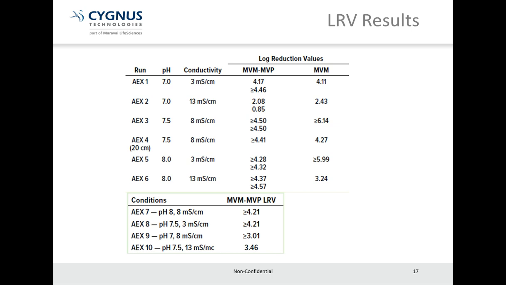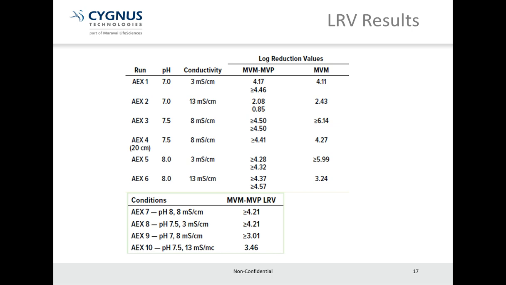So let's turn our attention to the first 2 runs. They're a good way to highlight the data. The first run was conducted at a pH of 7, conductivity of 3, and what we see is a nice effective clearance of MVP, 4.17, second run 4.46, and when we performed this at TechCell with MVM, we likewise saw robust clearance at 4.11. So this indicates, although your pH is low, which is typically not desirable, as long as you keep the conductivity at a minimum, you can expect good clearance.